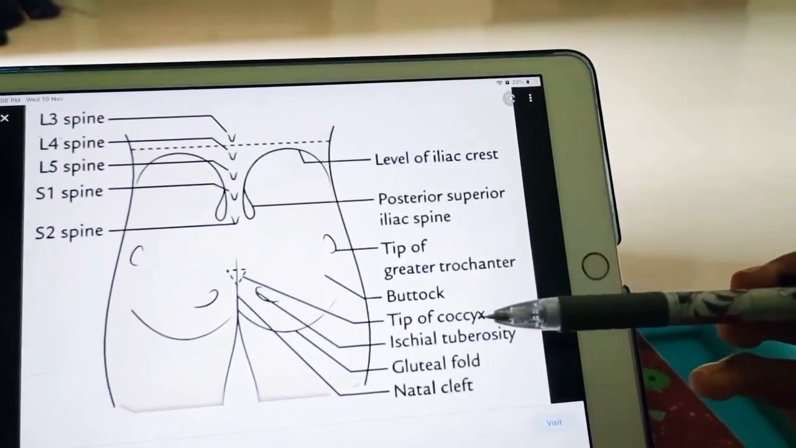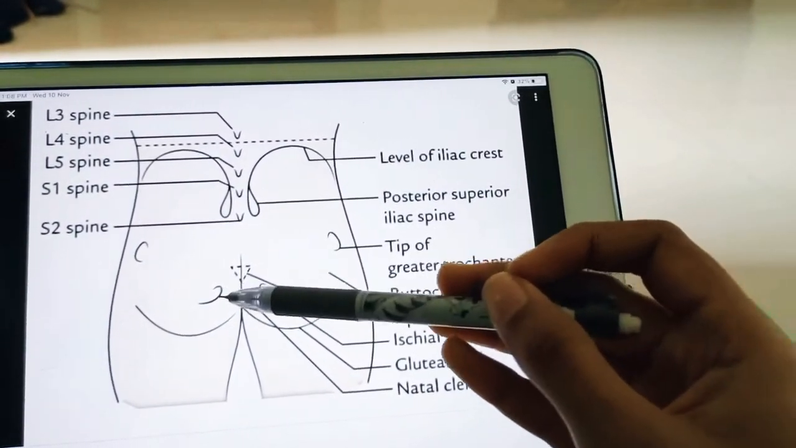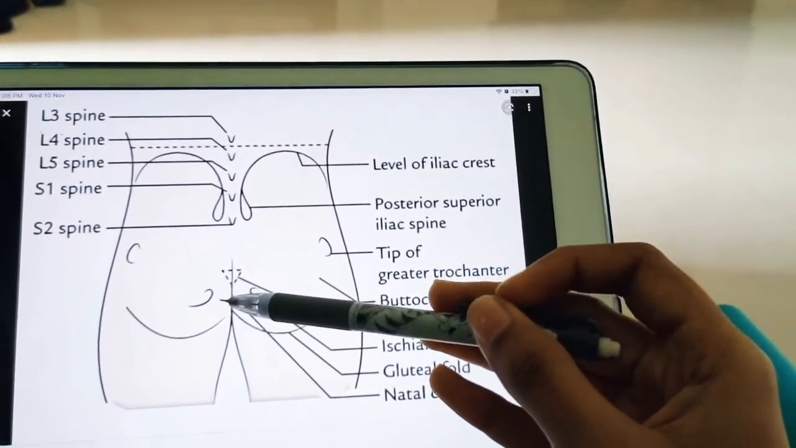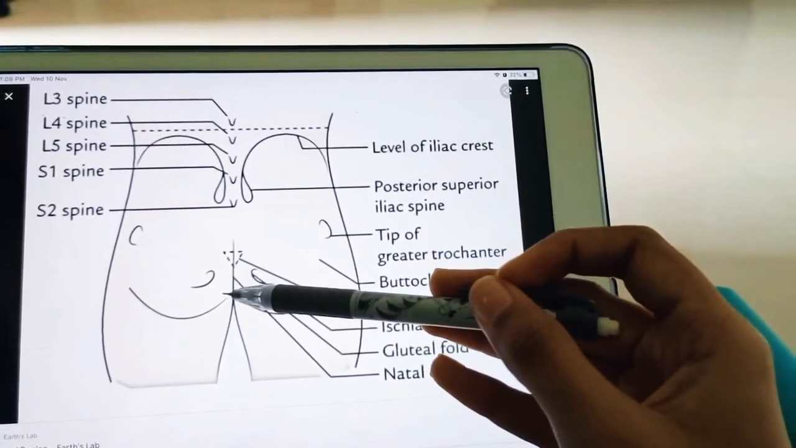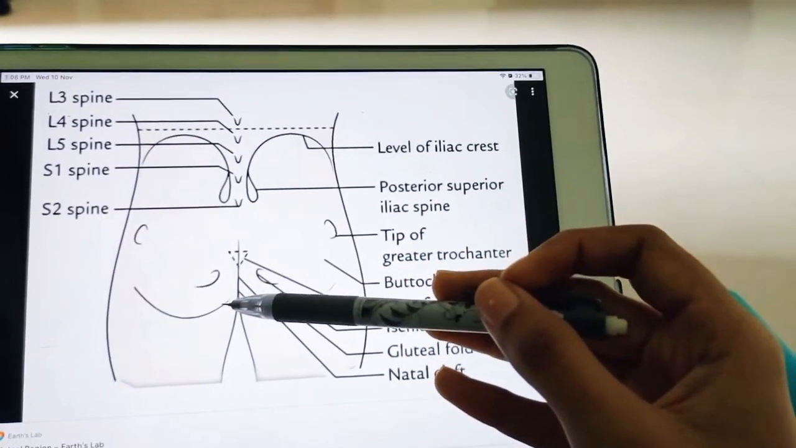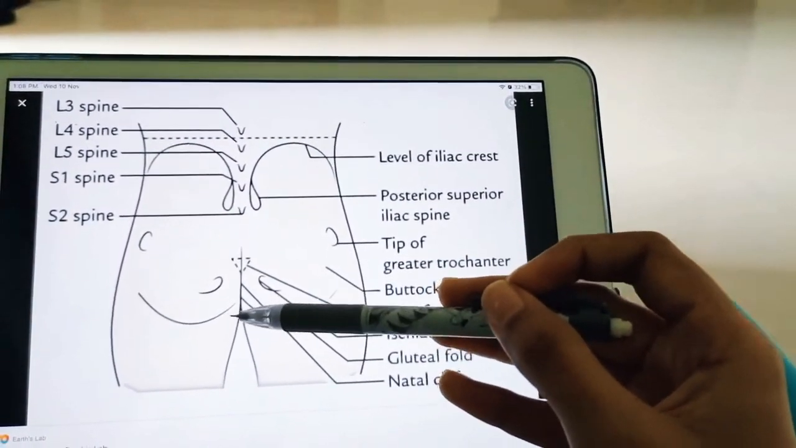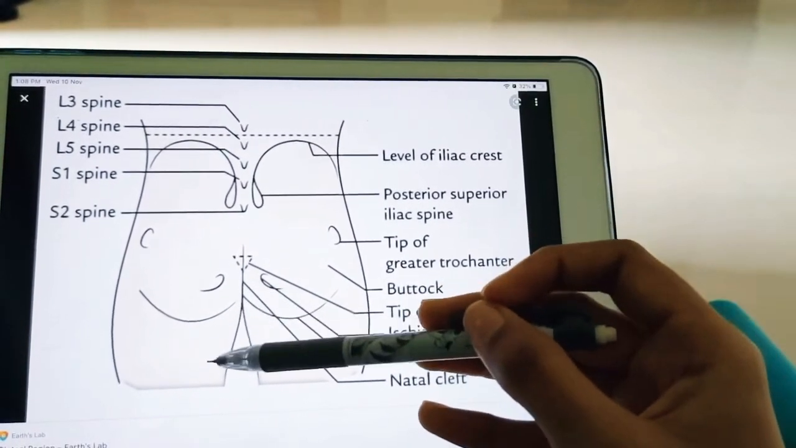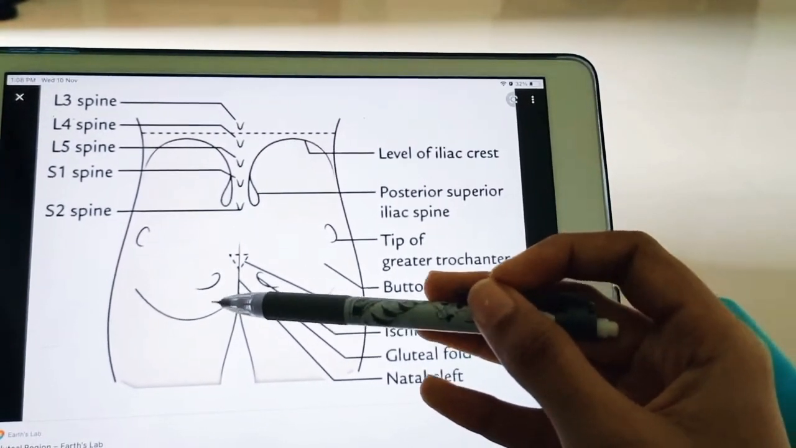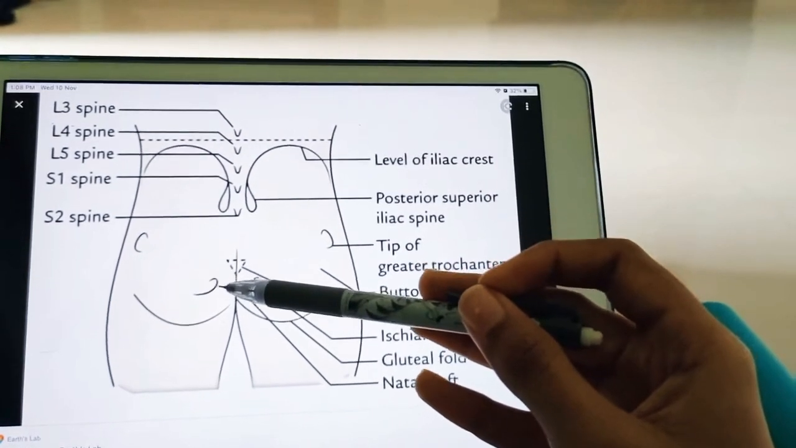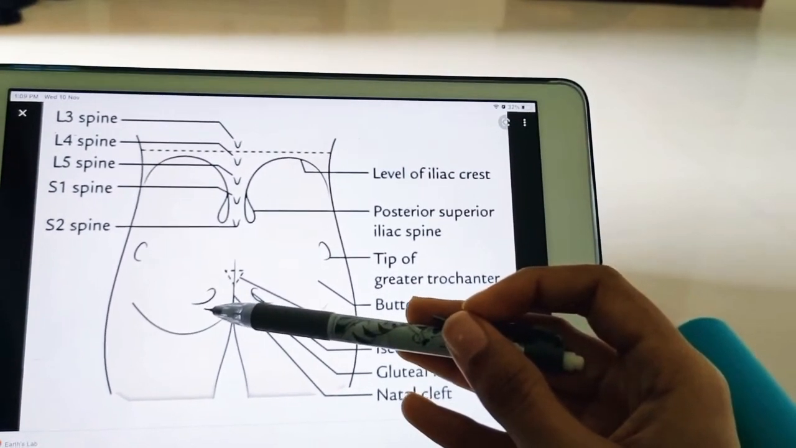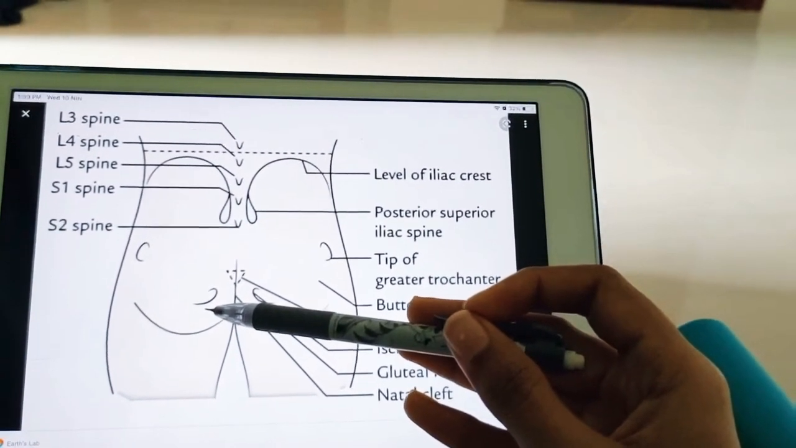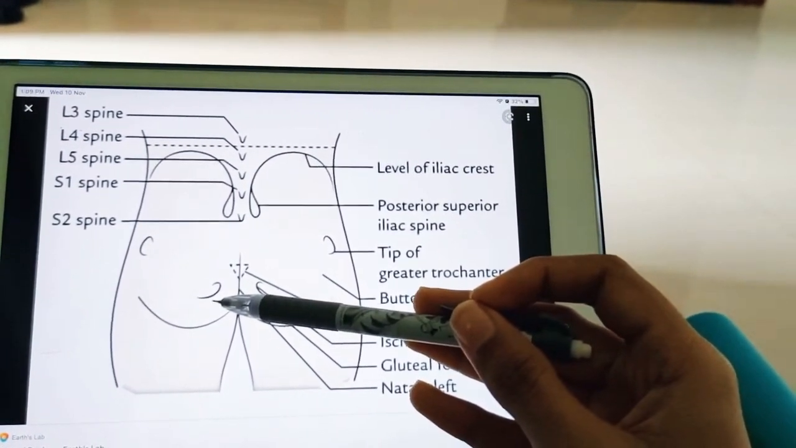So now coming to the ischial tuberosity. Here you can see this is the ischial tuberosity landmark. The ischial tuberosity is a large bony prominence that lies deep to the lower border of gluteus maximus. From the medial plane, it is 5 centimeters, and about the same distance above the gluteal fold. So it can be felt by placing the fingers in the medial part of the gluteal fold and passing them upwards.